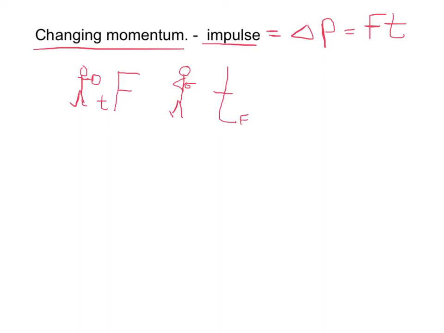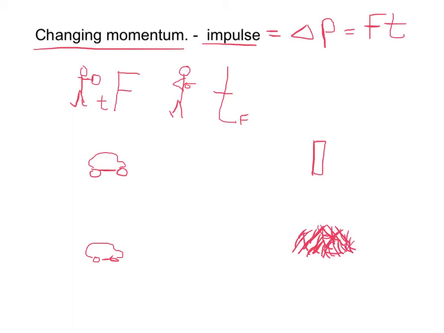Another example might be if we have a car, and that car is going to have a change in momentum. Now, there are two options for how this change in momentum is going to happen. One of them is into a brick wall. The other one is into a large stack of hay. Now, both vehicles have the same mass, and they're both traveling at 30 miles per hour. So, the change in momentum is going to be the same.